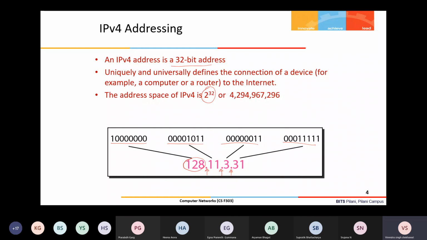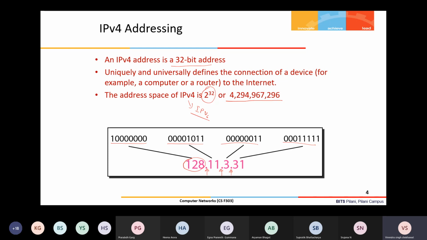If we say a 32-bit address, then 2 power 32 is the total number of combinations I can make out of these 32 bits. So roughly 4 billion total addresses are there. The primary reason for moving from IPv4 to IPv6 was that IPv4 addresses were depleted, or about to deplete, around 2001, 2002.